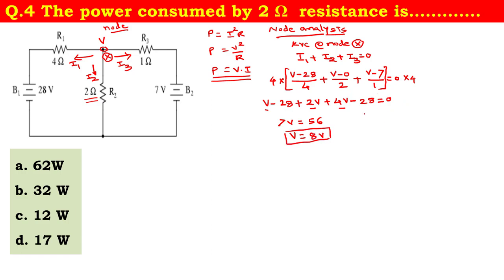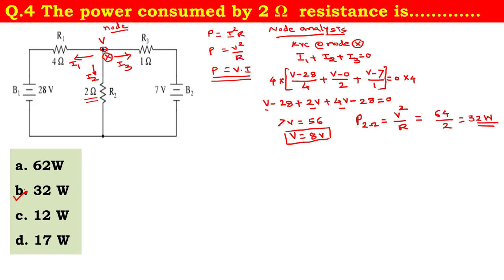Now the power consumed by the 2 ohm resistor, with the formula V square by R. So V square is 8 square, which is 64, divided by R, which is 2. That comes out to be 32 watts. So option B is correct.